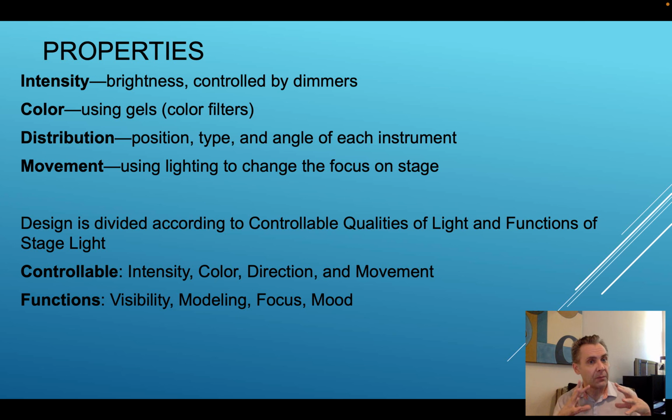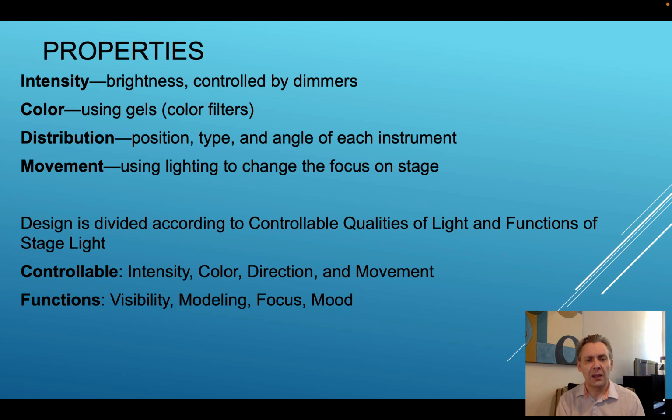So to make things visible, to shape what's on stage, that's modeling, focus, to direct where the audience should pay attention to, and mood, to develop an emotional response from the audience. Those are the functions of light. As a designer, you cannot control the emotional response. You can't control the modeling, the visibility, and the focus. Those are things that the light has to do.